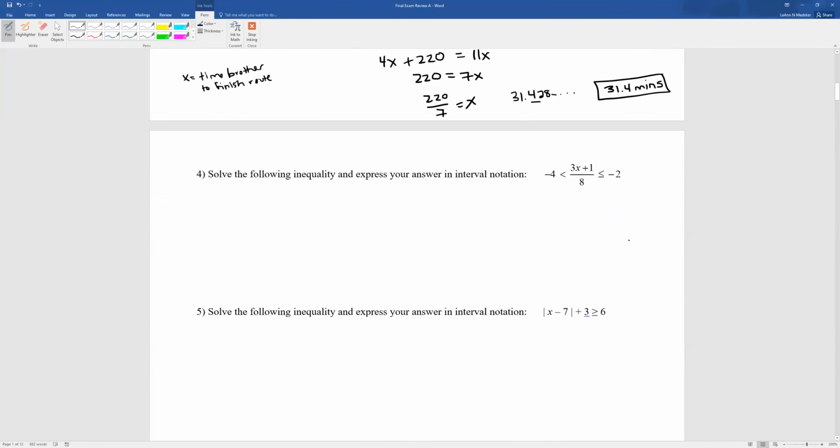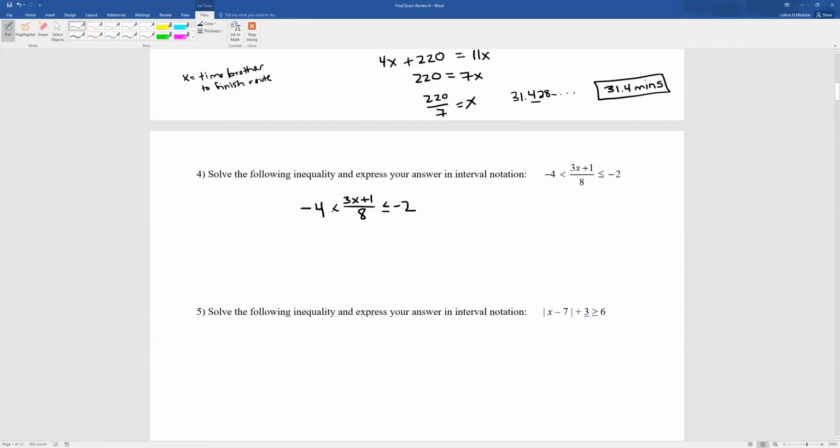Okay, for number 4, we're solving an inequality and then expressing our answer in interval notation. This is a compound inequality. It's a string, and you can split it into 2 separate problems if you want, but you can also solve it as one piece, as long as you know that if you multiply or divide by a negative number, you have to flip the direction of the inequalities.